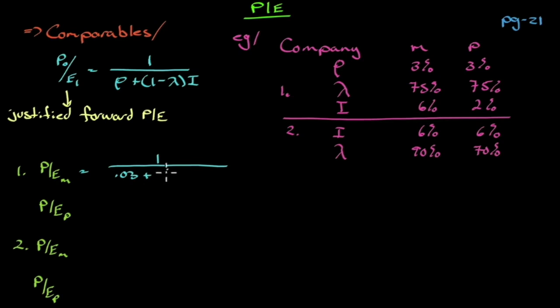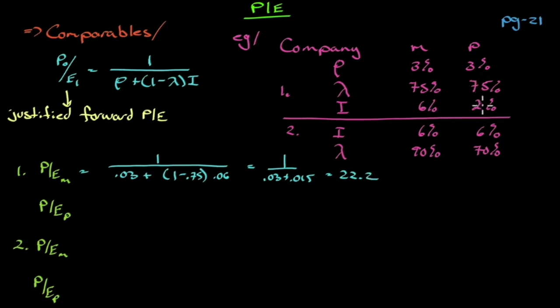So we can pass through 75% for company M. So what are we leaving behind? We're leaving behind 0.25, which cannot be passed through, times the rate of inflation. In this case, it's 0.06. That'll give us 1 over 0.03 plus 0.015, which gives us 22.2. So that's a PE of 22.2.